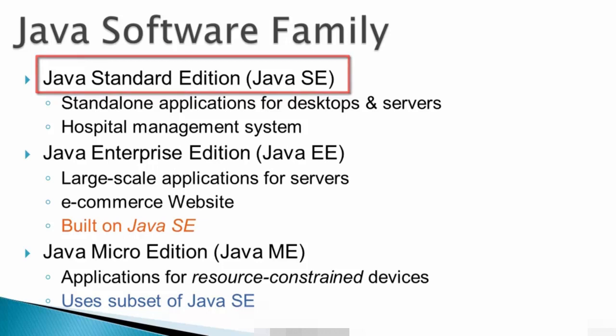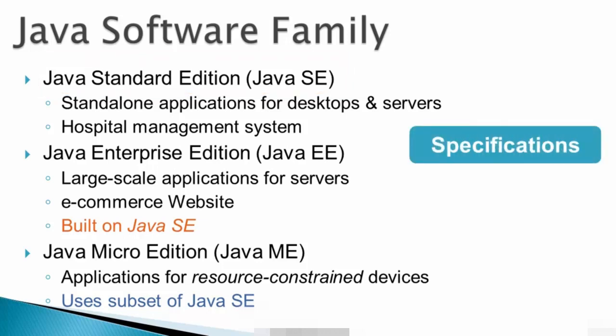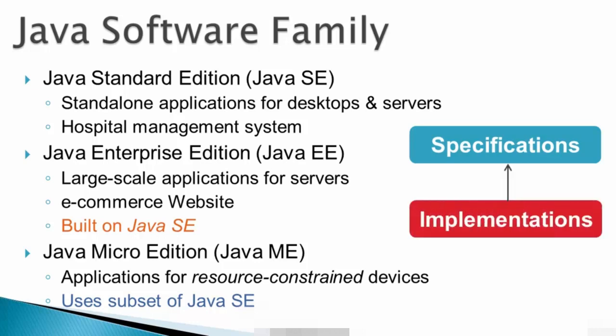Now, strictly speaking, each of these different platforms defines one or more specifications. And a specification is simply a document that describes the technology in plain English. So it is not software, just a document. So the software, which is the implementation of the specification, would be something different. And an implementation can come from different providers like Oracle or Amazon or IBM and so on. So a specification is like a blueprint for a house, and the implementation is the actual house itself.